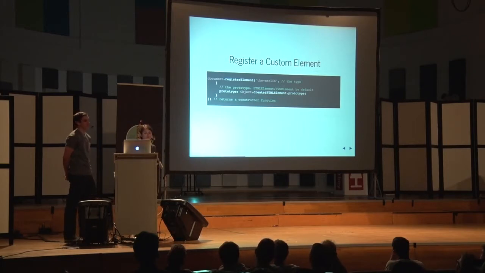It's important to note that registerElement will return the constructor function. So when you want to instantiate this element, you can just, for instance, call new and then Merlin, and that will instantiate your object.